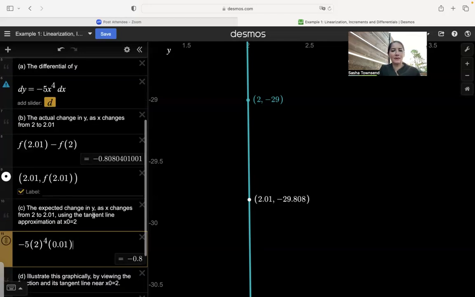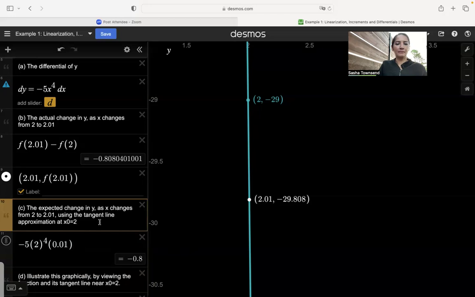Then we're asked to find the expected change in y as x changes from 2 to 2.01 using the tangent line at x naught equals 2. The expected change in y using the tangent line approximation is that derivative evaluated at 2, which is -5 times 2 to the 4th, and then we multiply by that change in x, which is 0.01. Then we get -0.8.